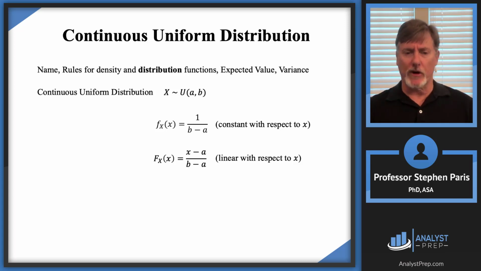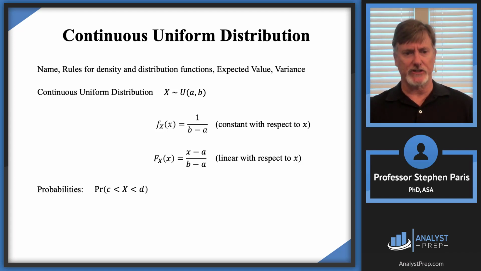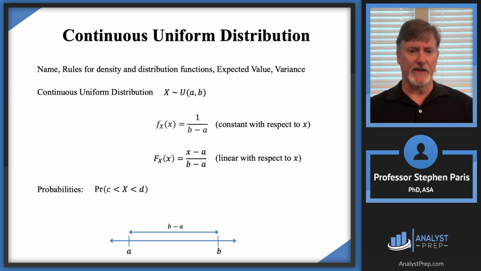I want to talk about probabilities in a little more detail. So let's look at a general probability. Say that the random variable capital X is between some value c and another value d. It's really easy to calculate probabilities with these uniform distributions, so I want to show you that. First, I recognize that the random variable X is defined over the interval from a to b, and the length of that interval is b minus a.